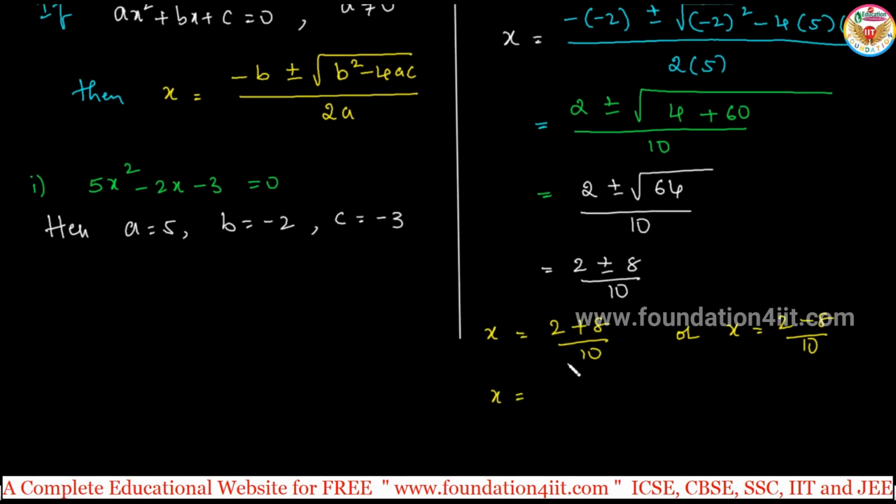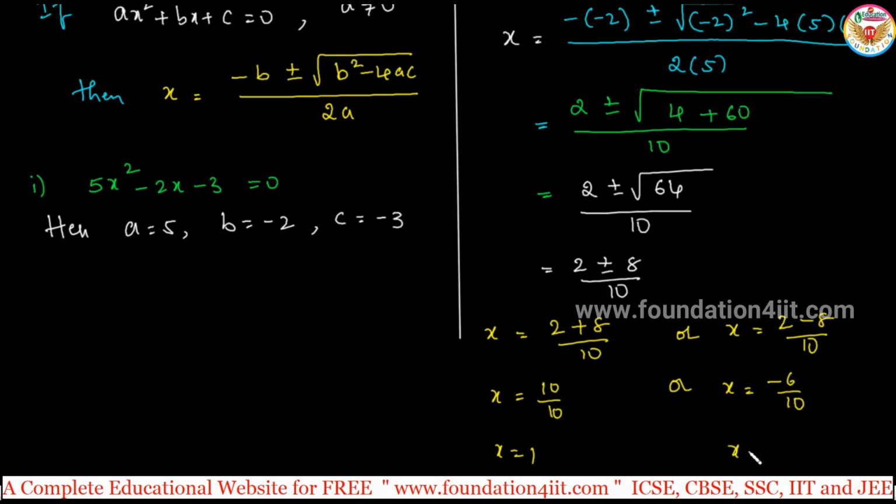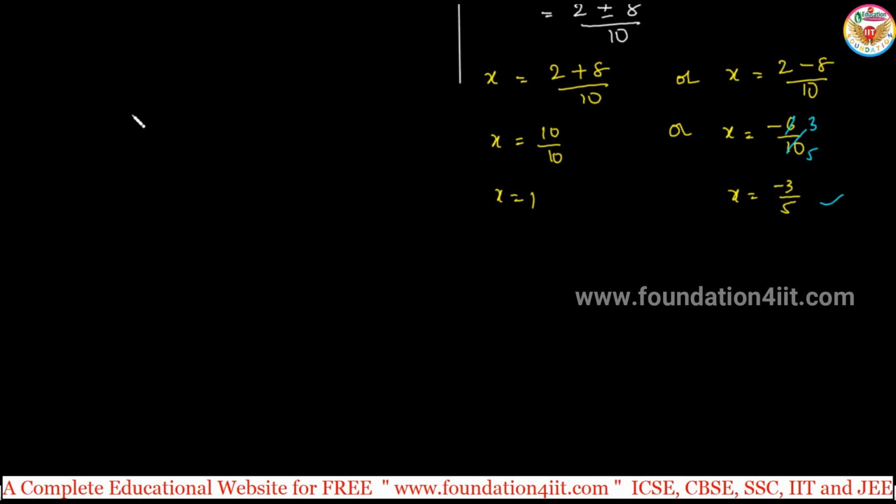So x is equal to 2 plus 8, so 10 by 10, so x is equal to 1, or x is equal to 2 minus 8, minus 6 by 10, then x is equal to minus 3 by 5. Can cancel with 2 table, 2 3s are 6, 2 5s are 10. So 1 or minus 3 by 5 is the solution for this, right? And we'll see one more question.